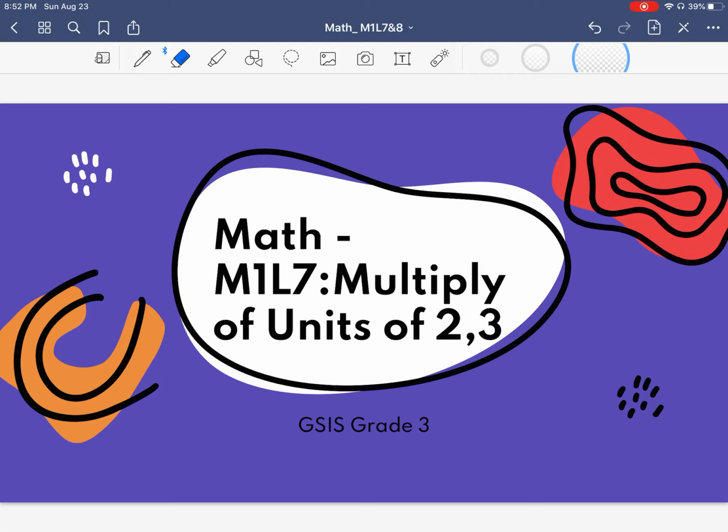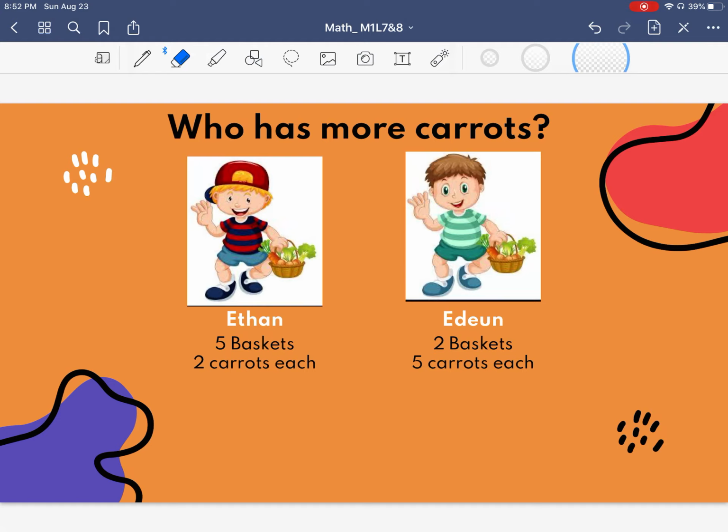Today we're going to learn how to do multiplications using units of 2 and 3. So let's get started. Here I have two friends, Ethan and Eden, and they both have some baskets of carrots. However, they have different numbers of baskets and different numbers of carrots in each basket. And then they're wondering who has more carrots.